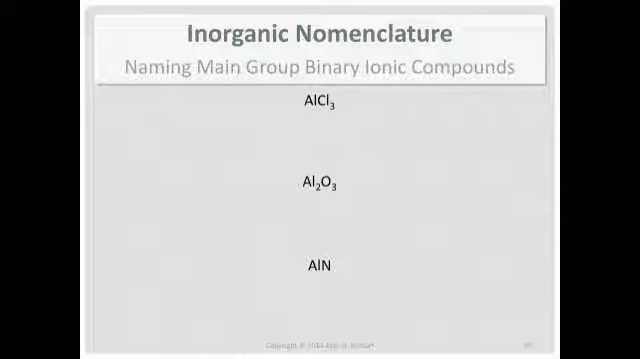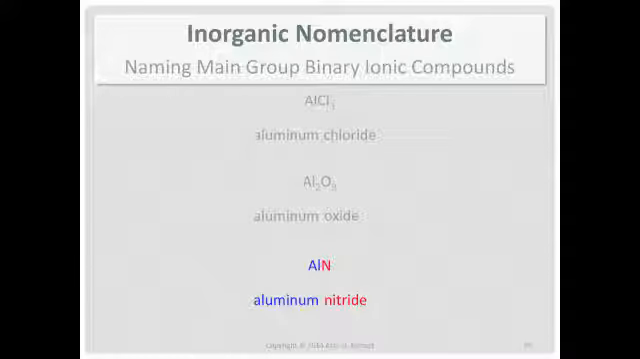One more set. Metal to nonmetal for each of them. Identify the cation and the anion. Aluminum, chloride. Aluminum, oxide. And aluminum nitride. Cation is first, anion is second.